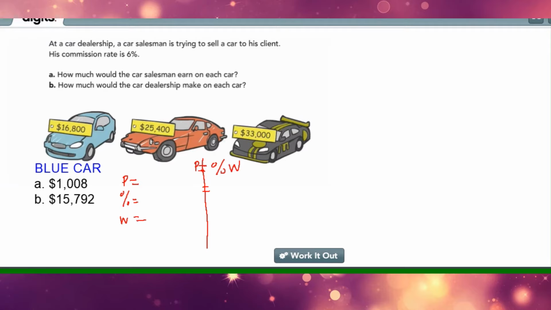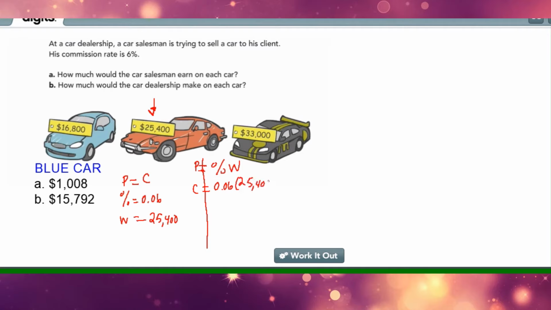We are going to complete the exact same steps we did for the blue car for the red car. So our part is unknown, and that would be considered the commission. Our percent is 6%, and remember, written as a decimal it is 0.06. Our whole is the original price of the car, which is $25,400. So I'm going to go ahead and substitute that information into our equation.